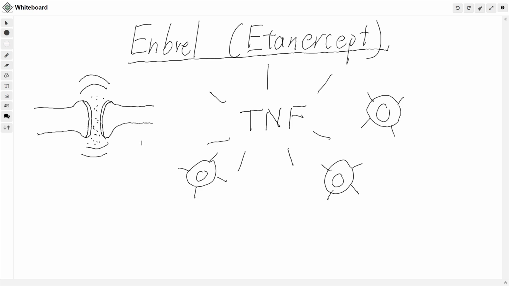And what Enbrel does is it inhibits TNF. So when there's too much TNF, there won't be too many immune cells attracted. So yeah, that's basically the purpose of Enbrel. And how it's made is actually quite interesting.